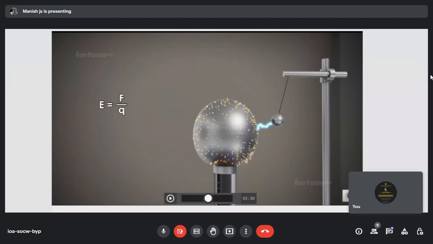Try to understand. So we'll just stop here and try to learn what's happening here. So what is an electric field? It is a three-dimensional region. It's a 3D region surrounding the charge where the influence of the charge is being felt. So field is nothing but a space, a three-dimensional space where the influence is felt.